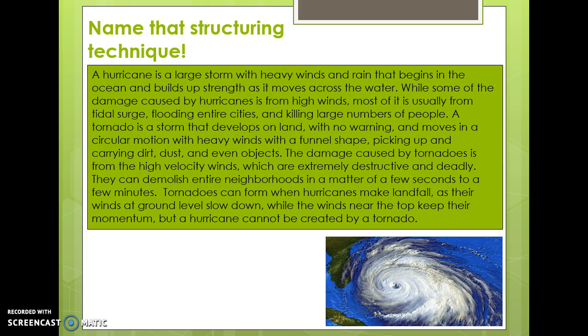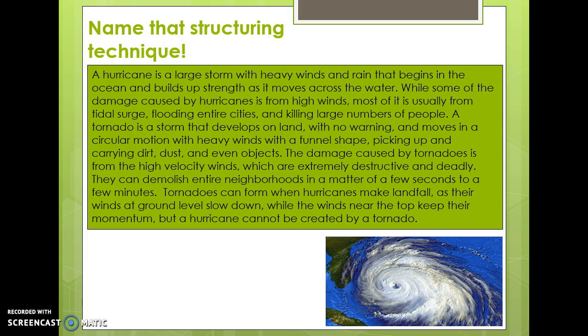Name that structuring technique. A hurricane is a large storm with heavy winds and rain that begins in the ocean and builds up strength as it moves across the water. While some of the damage caused by hurricanes is from high winds, most of it is usually from a tidal surge, flooding entire cities and killing large numbers of people.